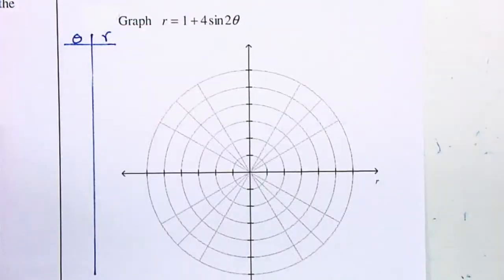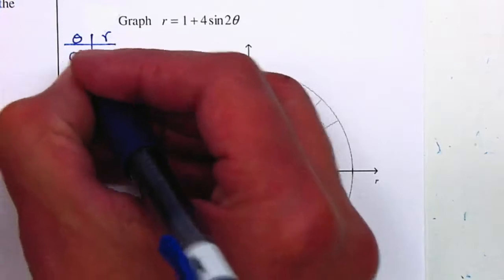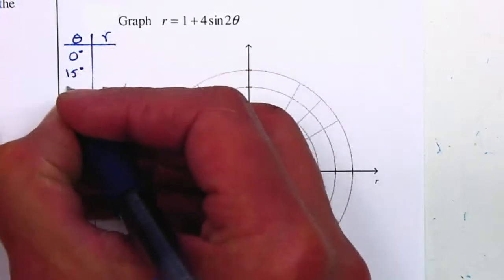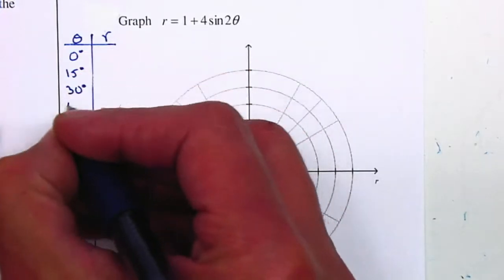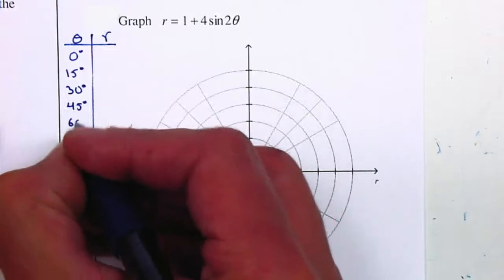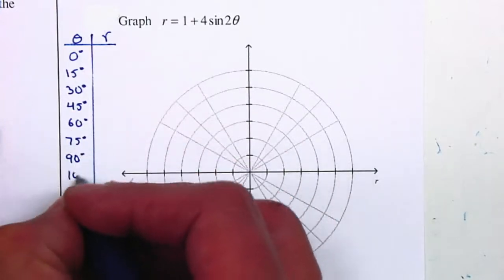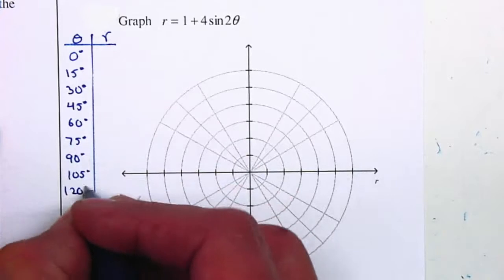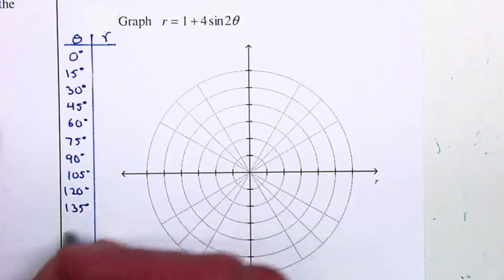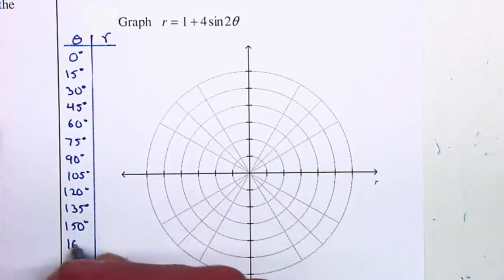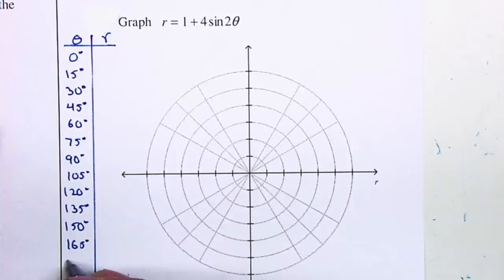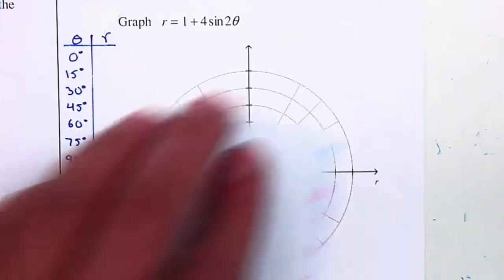And you want to be able to plug in every 15 degrees. So 0 degrees, 15 degrees, 30 degrees, 45 degrees, 60 degrees, 75 degrees, 90 degrees, 105 degrees, 120 degrees, 135 degrees, 150 degrees, 165 degrees, 180 degrees, and we continue on the other side.